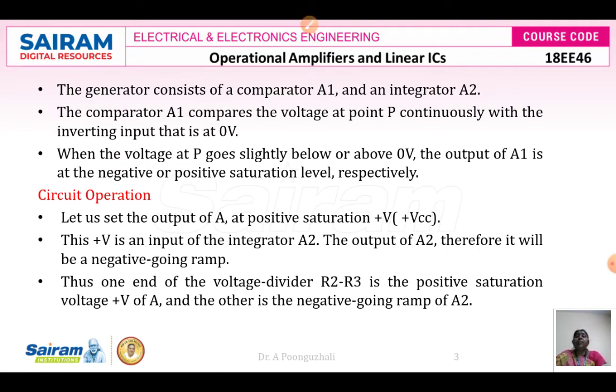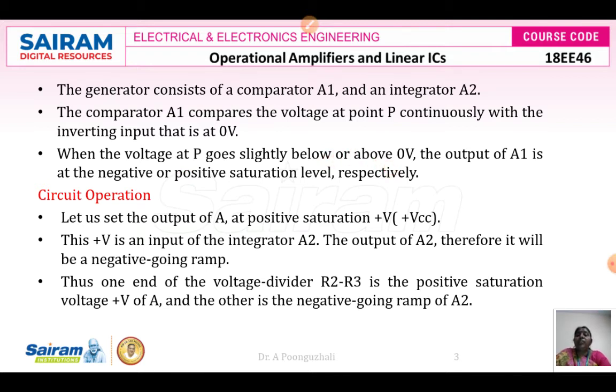So here, the generator is going to consist of a comparator A1 and an integrator A2. In this case, your comparator A1 is going to compare the voltage at your point P with the inverting input. When the voltage at P is slightly above or below 0 volts, then the output of A1 will be either negative or positive saturation.